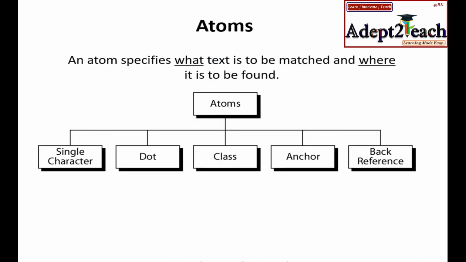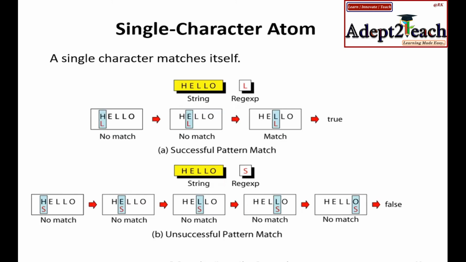We can see that with the help of this component diagram, wherein your atom comprises five subcomponents. You can have a single character, a dot, a class, an anchor, and a back reference. Atoms specify what text you are going to search for and where it is to be found, in which file, or whether you are taking the data from your command line arguments. We'll see every atom one by one, starting with the first atom, that is the single character atom.